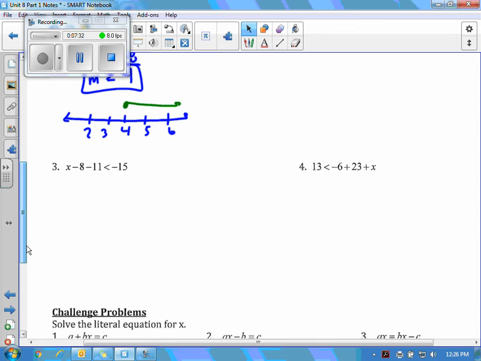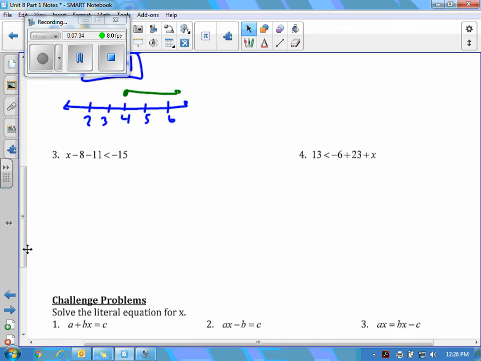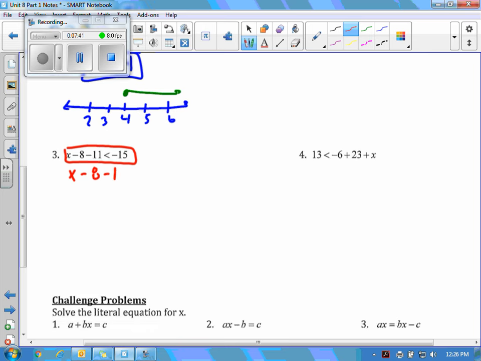I'm going to skip down and do number 3. Again, my first step is going to be to box and rewrite it. So I need to rewrite x minus 8 minus 11 is less than negative 8. If you look at the left side where the variable is, I need to combine like terms first. So negative 8 minus 11 is negative 19. Now I have x minus 19, so I need to add 19 to both sides to get x by itself. So I'll get x is less than 4, and that will be my solution.